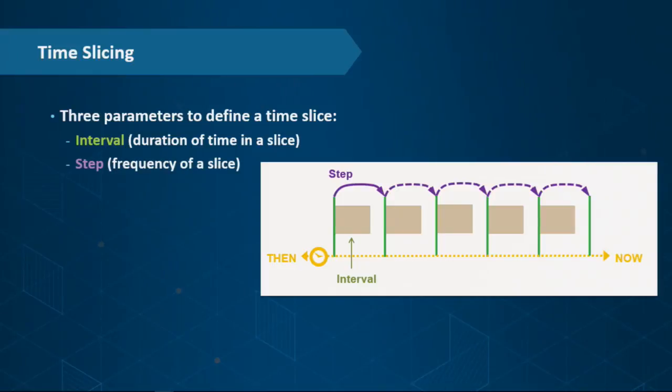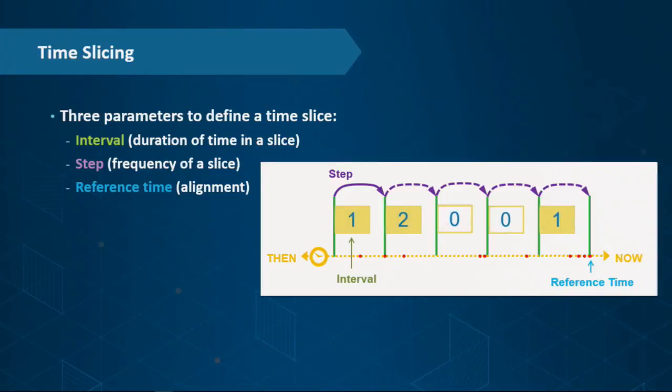You then define a step, which is essentially the frequency of each of these slices. Here the purple represents the step, perhaps a day. Maybe the interval is 18 hours, okay? Think of it that way. Then finally, you have a reference time that you use for aligning all these different intervals and steps, okay? So these are the three things that you need: an interval, step, and reference time.